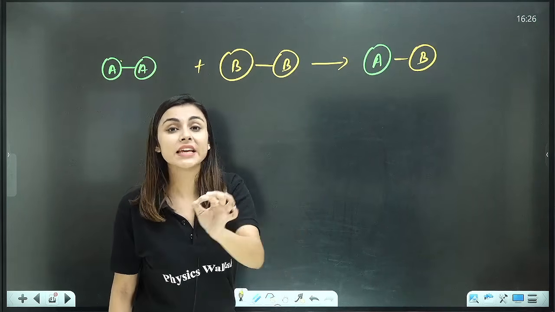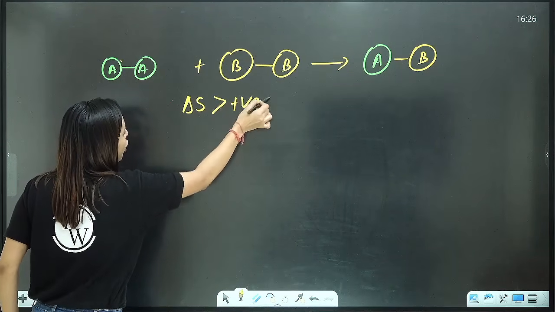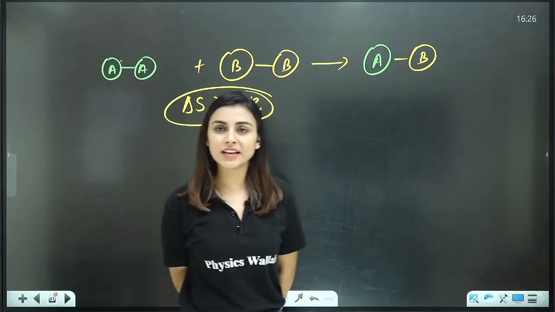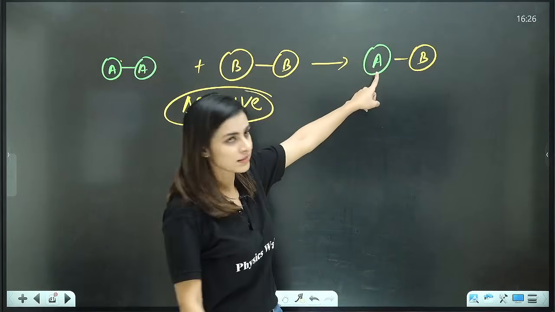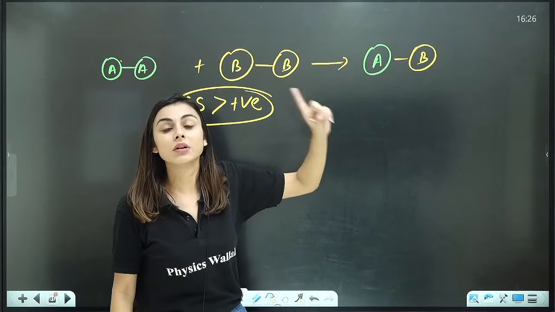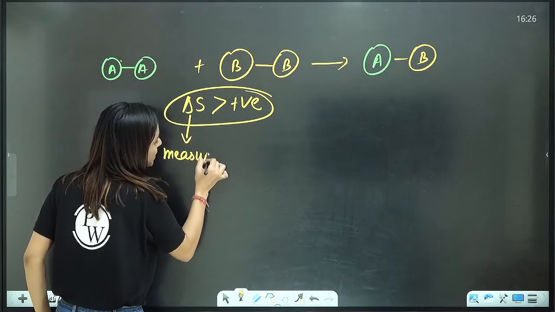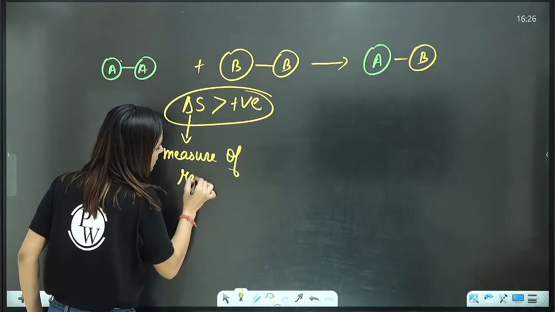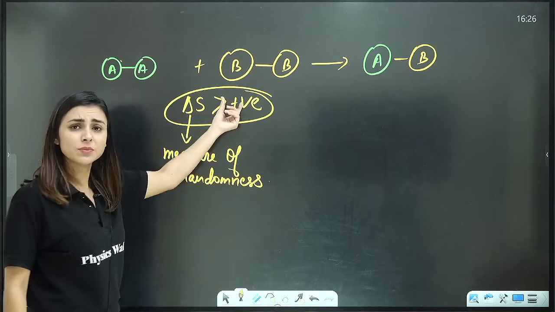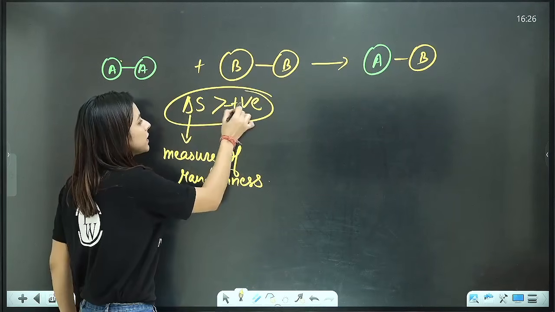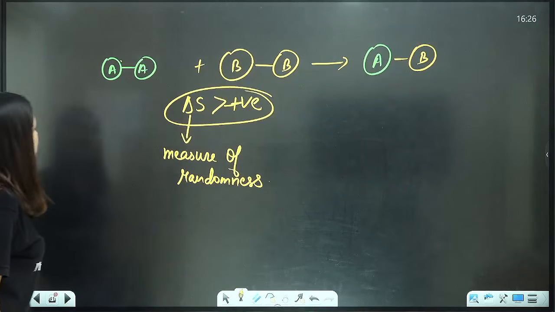So we can say that always delta S will be a positive value. Always delta S will be a positive value. Yes, ma'am, because there is no entropy here, but there is an entropy here. Randomness. So you can say that delta S is the measure of randomness. It is always positive because there is randomness in the product, but in the reactant side there is no randomness, right? Yes. So now let us understand this.